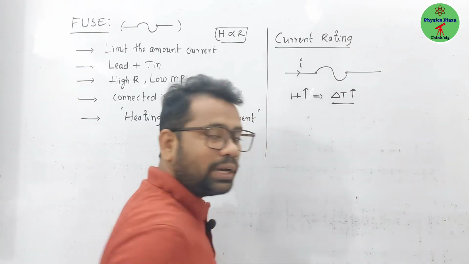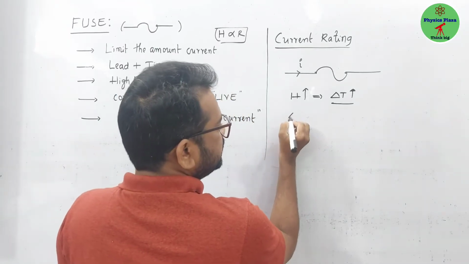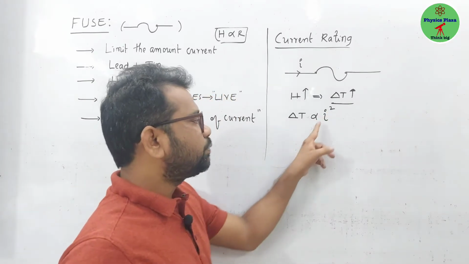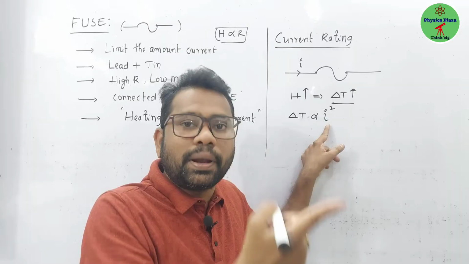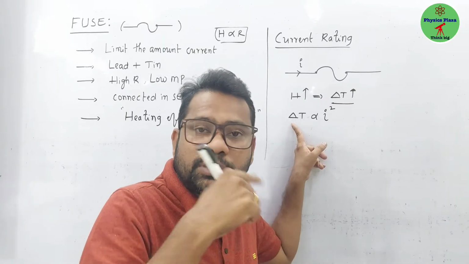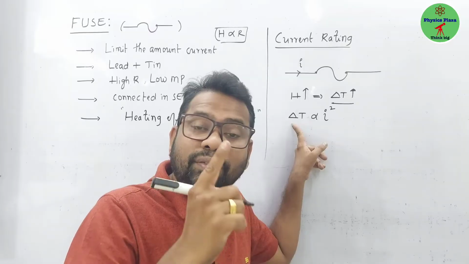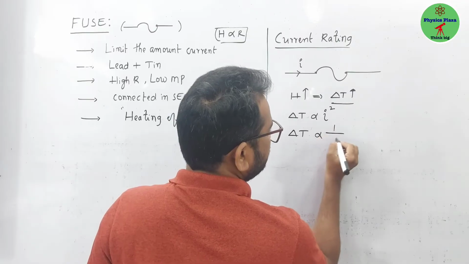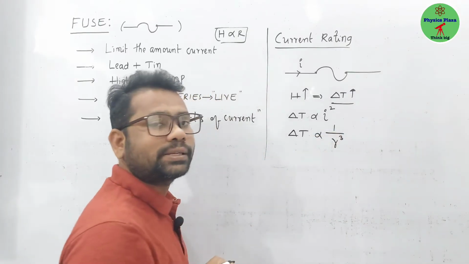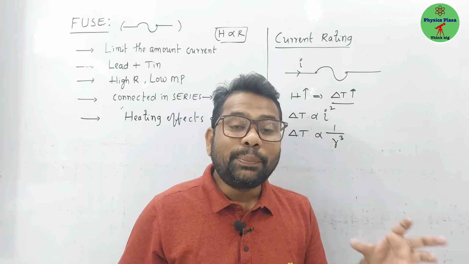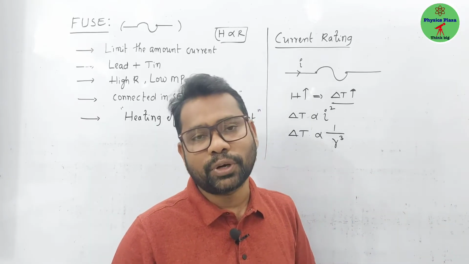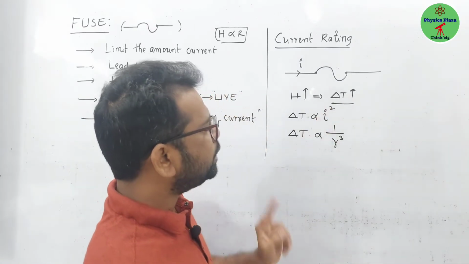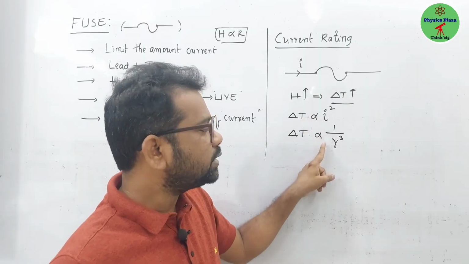This rise in temperature mainly depends on two factors. This rise in temperature, children, is directly proportional to the square of the current. I mean, if more current flows, more heat is produced, due to which temperature is raised, so that it will melt. And it is inversely proportional to the cube of the radius. It also depends on the thickness, children. Very important. So the rise in temperature depends mainly on current and thickness only.